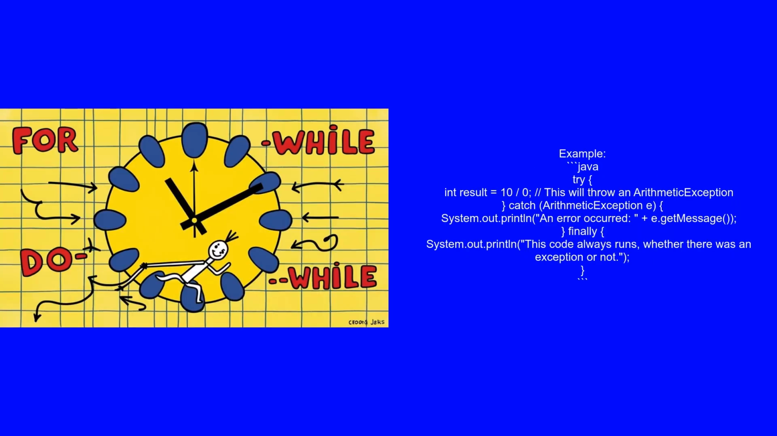So, imagine you're trying to divide 10 by 0 in your code. Well, that's a big no-no in programming because it will throw an arithmetic exception. But hey, no need to panic. You can catch that exception using a try-catch block. Inside the catch block, you can display an error message to let the user know what went wrong. And guess what? The finally block is like the superhero of code, it always runs, whether there was an exception or not. So, remember to handle those exceptions and keep your code running smoothly.